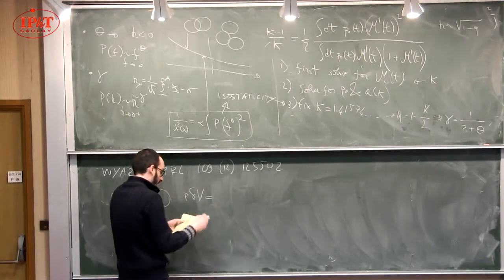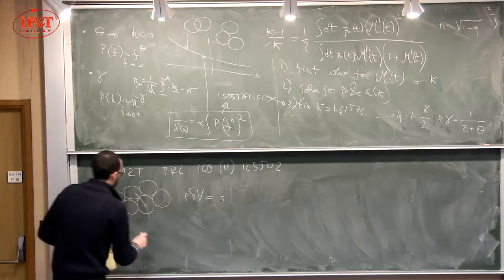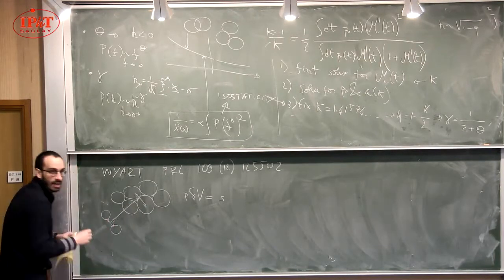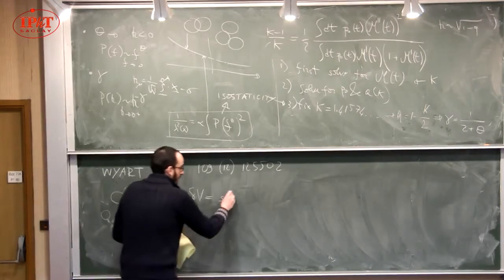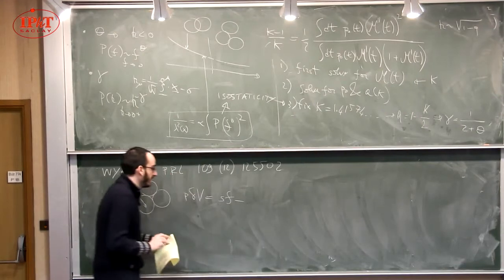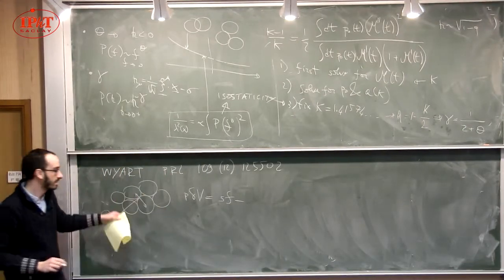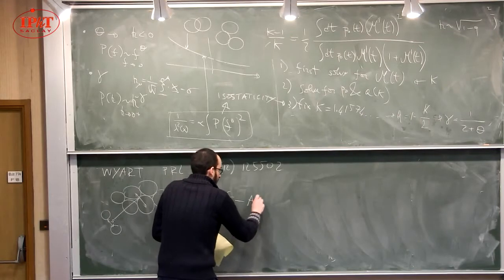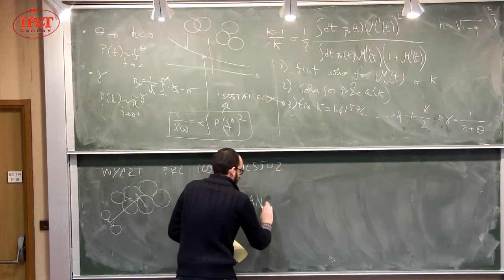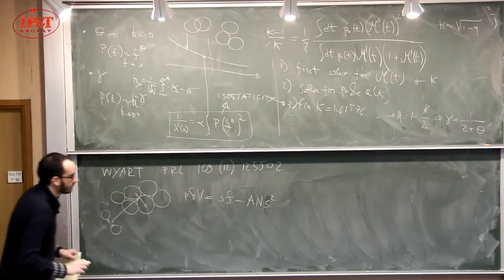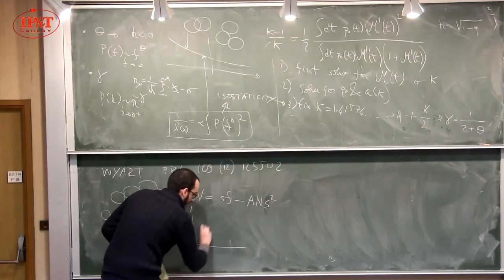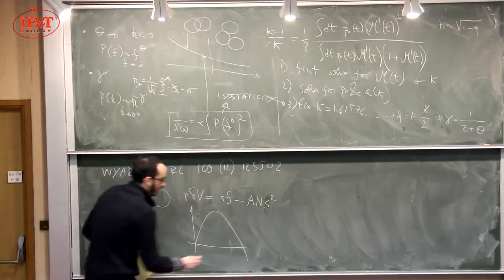So this is given by S, where S is the amount by which I'm separating the spheres, times the force that I'm applying, and I have a nonlinear correction that is due to the disorder here. There is a constant times N, where N is the total number of spheres, times S squared. Okay? So if you plot this function, this is a parabola, right? So it's something like that.